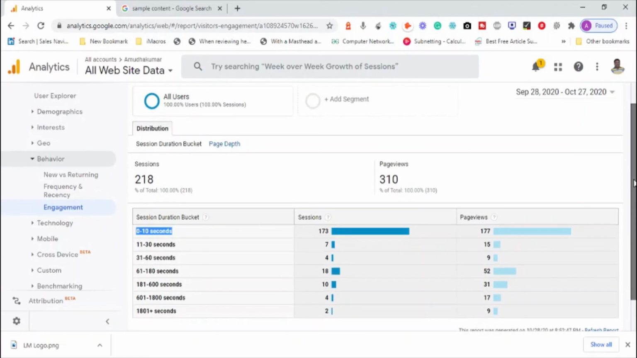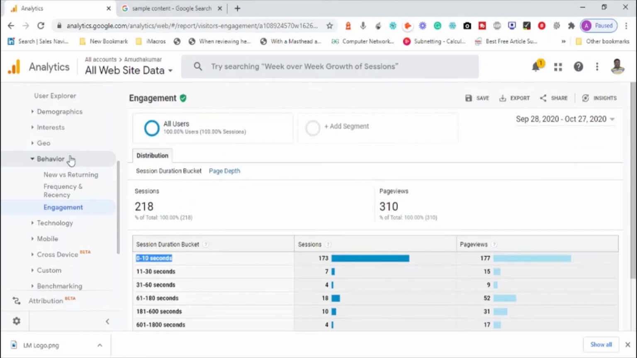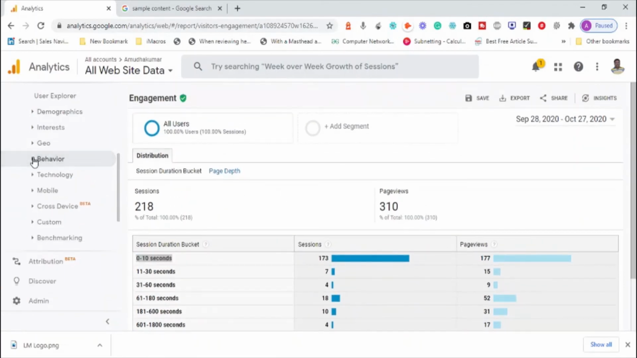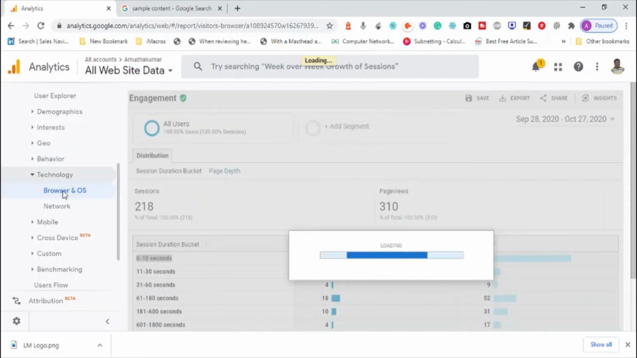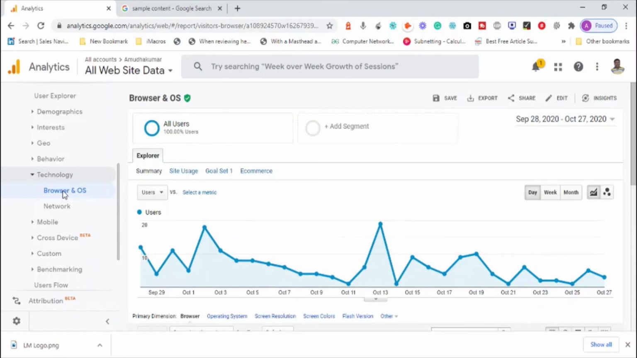Okay, so that is with respect to behavior, what we have seen here. Now, technology, a very interesting factor. What kind of technology are people using to come to my website, which browser they are using, which operating system they are using. Now, why should I have to know all about this?